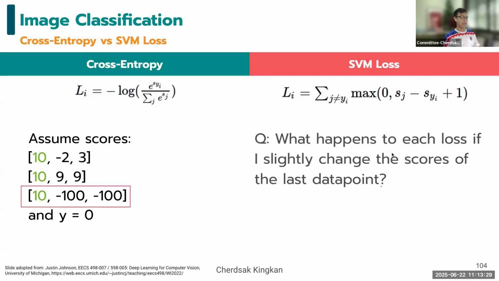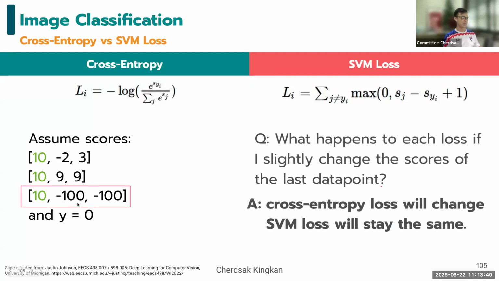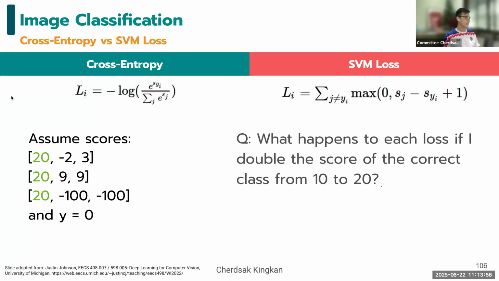So what happens to each loss if I slightly change the score of the last data point here? All right, for example, the cross entropy loss will change, right? If I slightly change the score of the last point over here, but the SVM loss will stay the same. So let's say that I increase this to 20.